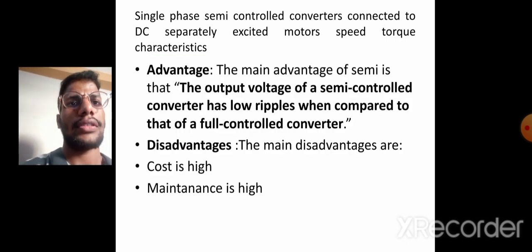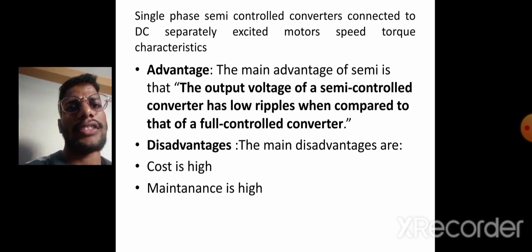The main advantage of a single phase semi converter connected to a DC separately excited motor is that the output voltage of a semi converter has low ripples when compared to that of a full controlled converter.